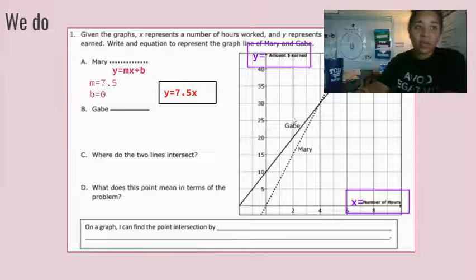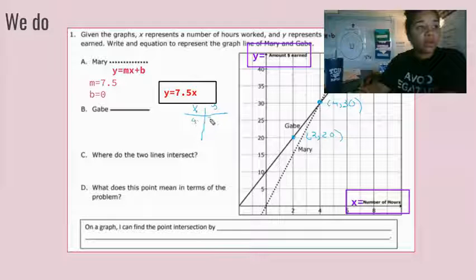It's not necessary. We're going to do the same thing for Gabe. Now, Gabe also has this point in common, which is 4 and 30. But he has another different point here, and we're going to use this one, and this is going to be 22 and 20. So you're going to put this in the X and Y table: 4, 30, 2, and 20.